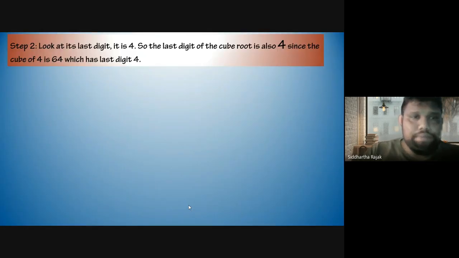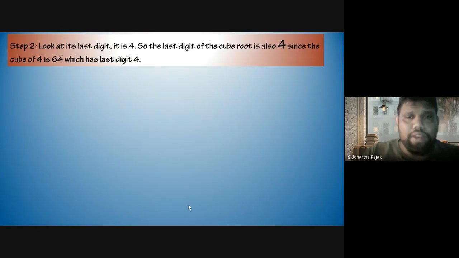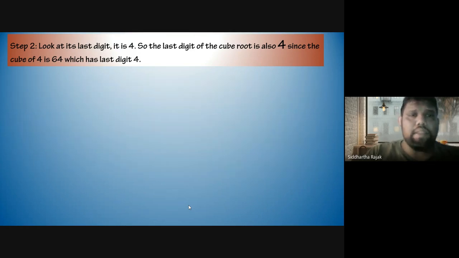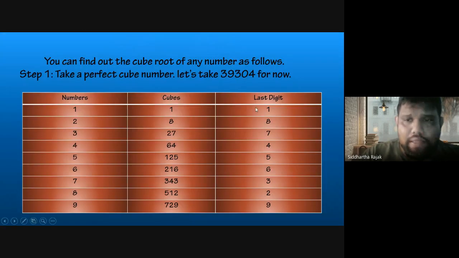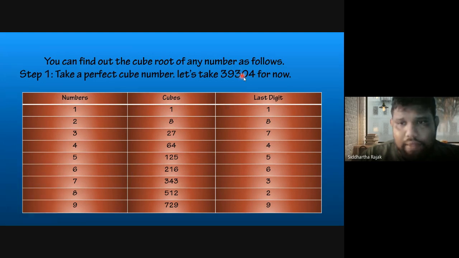So let's look at the number. The number is 39304. So first of all, let's write down the number 39304, right? Now look at the last digit. The last digit is 4, right? As I already told you in the previous slide, whenever the last digit is 4, I can use a pointer here. So you can see this last digit is 4, right?